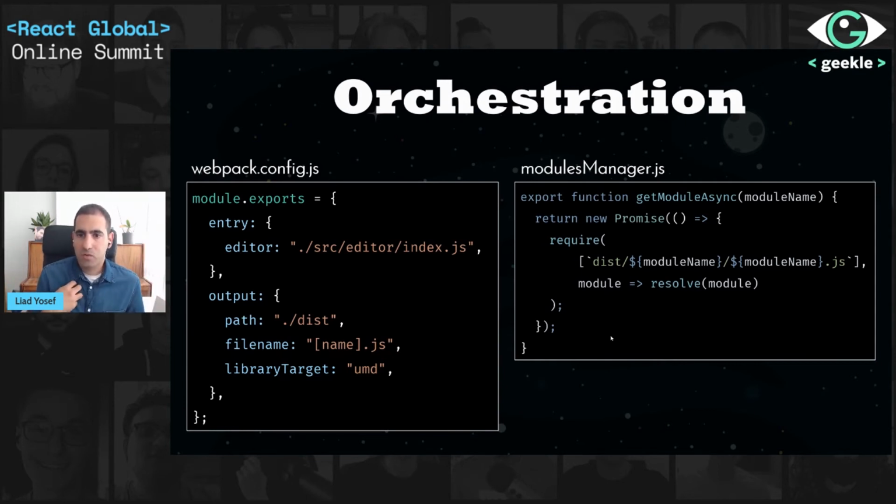Now I need to write something like get module async, that given the name of the module or the name of the bundle, it knows to bring me, here we're doing a require AMD, but it knows to bring me the file, and only then I can use it. Okay, so again, we gained a lot of freedom by telling Webpack, okay, just build it for us, but don't orchestrate, but now we need to do this orchestration.